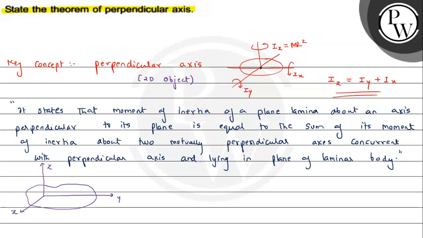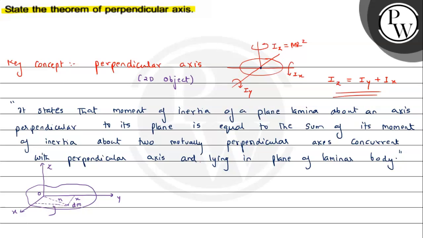Now from here we will consider a point mass dm. We can say it is at a distance r from z, x from this y axis, and y from this x axis. This x is our axis, and this is our point O.